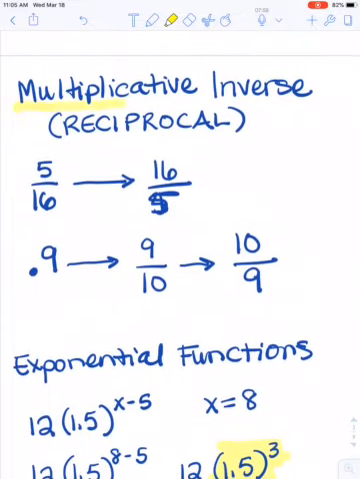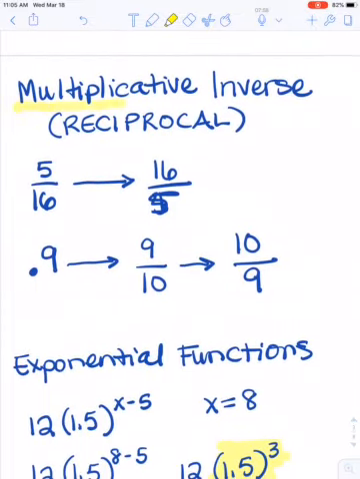But to do this problem, we have to do this part first. So we're going to do 1.5 to the third power. You probably want to have a calculator handy when you're doing these. If you don't have one at home with you, if you go online, I think Desmos has a graphing calculator online that you can do all this stuff with.